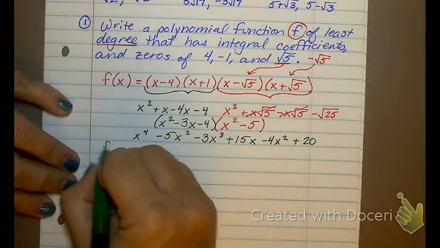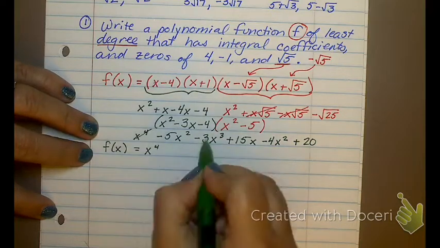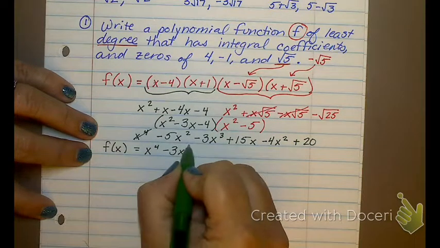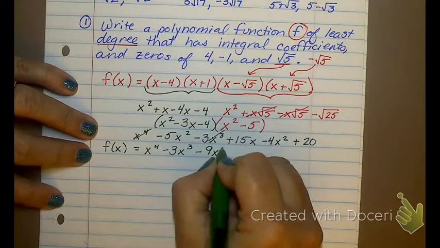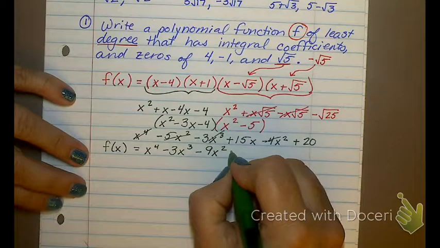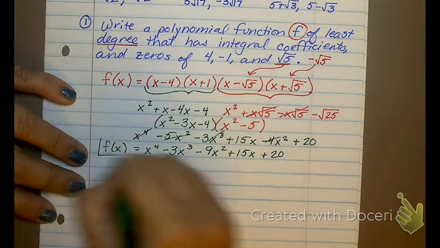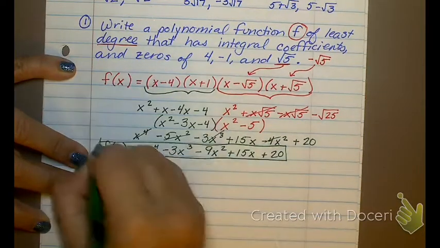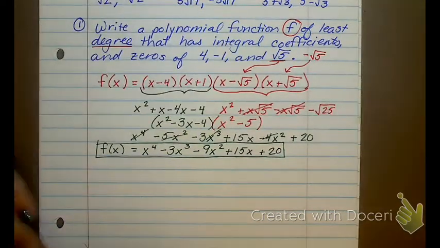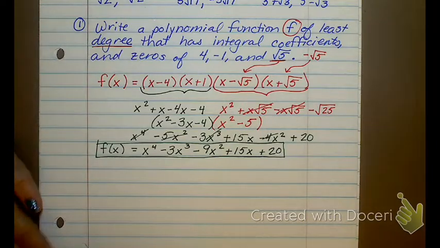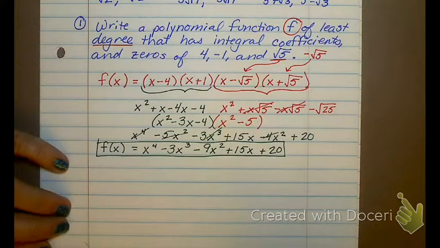So putting everything in standard form, I have f of x equals x to the 4th minus 3x to the 3rd minus 9x squared, right? Well, are you adding them together? Plus 15x plus 20. I'm just combining my like terms. So that's what the function looked like that has zeros of 4, negative 1, and negative 5. Usually people find this a little bit easier, but again, the hardest part is multiplying those radicals there.